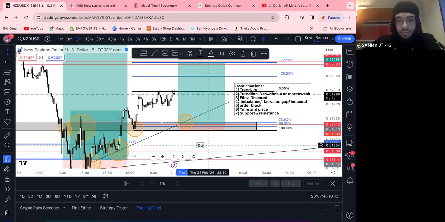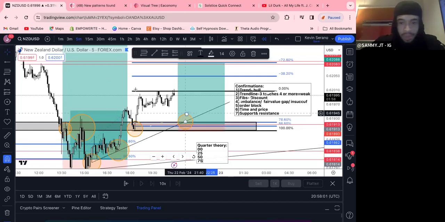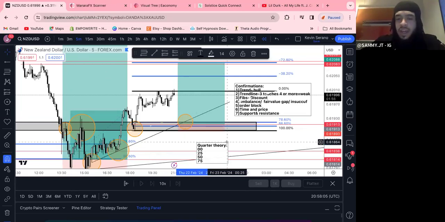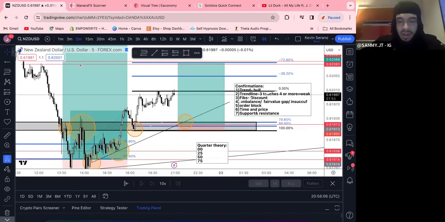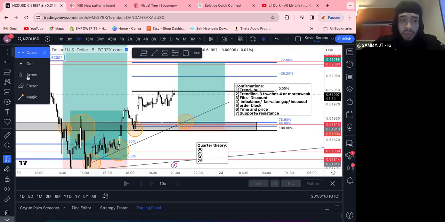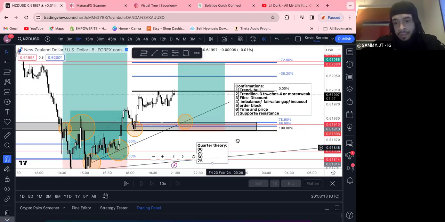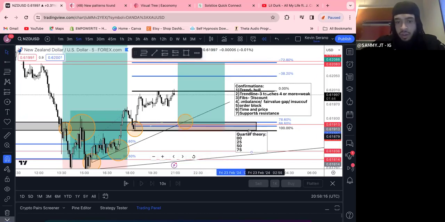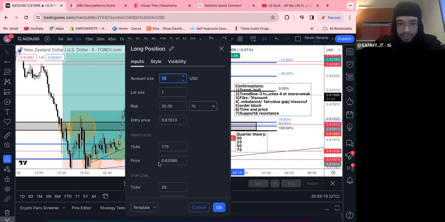Okay, quarter theory. This is where TPs, entries, and stop losses, they round it up or down to whichever is closest. So these are all the quarter theories that you can have. When it comes to entry, I don't think there's any right or wrong with this. This is just me personally, which I've been able to realize. So this example here is 915. Me personally, I will round it up to 925.